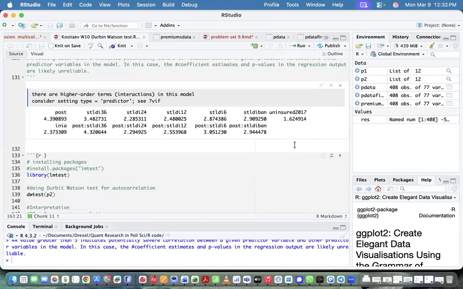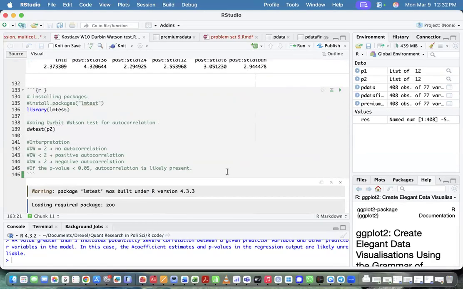And now some variables look problematic like post, but it's not 5, so I guess we can live with it. Okay, so let's do Durbin.